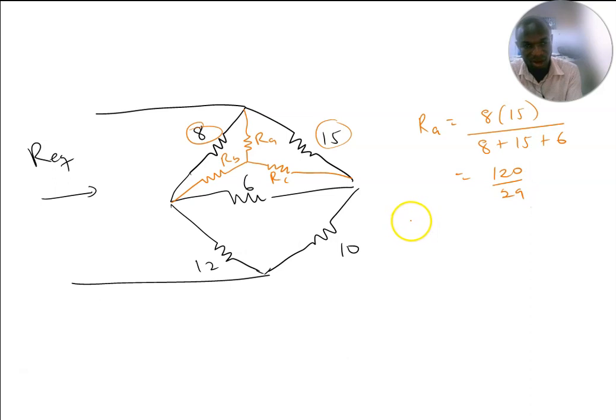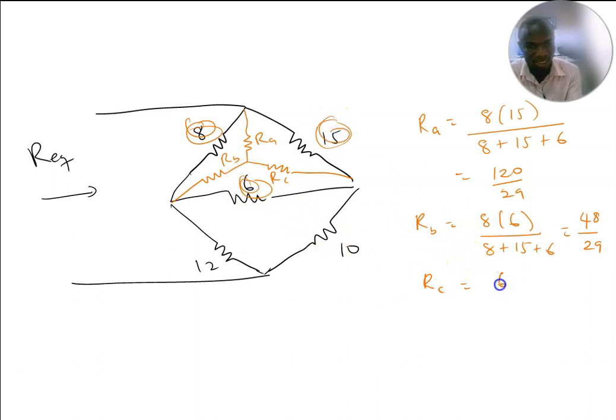What about RB? RB is going to be 8 times 6. That's the adjacent ones. Adjacent ones are 8 and 6. So 8 times 6, all divided by 8 plus 15 plus 6. And what are you going to get? 8 times 6 is 48. You are going to get 48 on 29. Then what about the RC? It's going to be 6 times 15. So it's going to be 6 times 15 on 29.